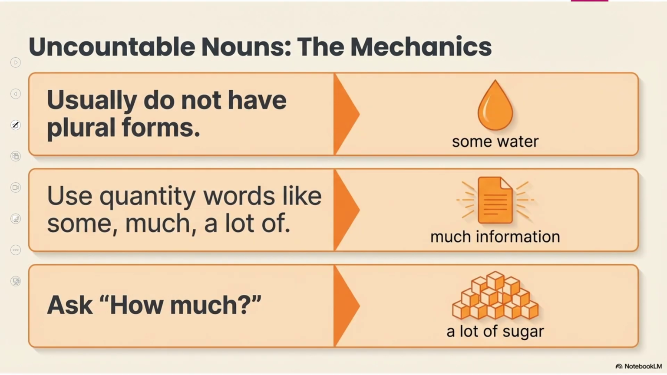Now, uncountable nouns usually do not have plural forms. Uncountable nouns do not have plural forms. And if we want to show their quantity, we have to use some quantity words like some, much, a lot of. And in the same way, if we want to identify uncountable nouns, we can identify by asking a question, how much? The answer of how much is some, much, a lot of. These are called quantity words. We can use quantity words before the uncountable nouns.